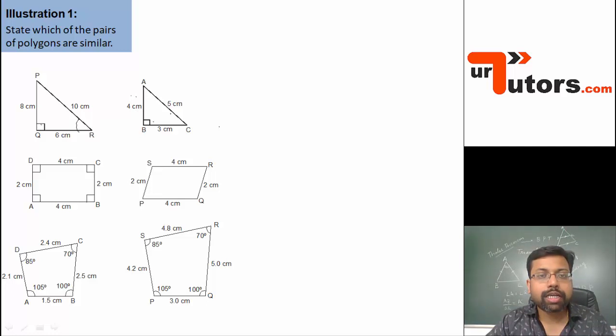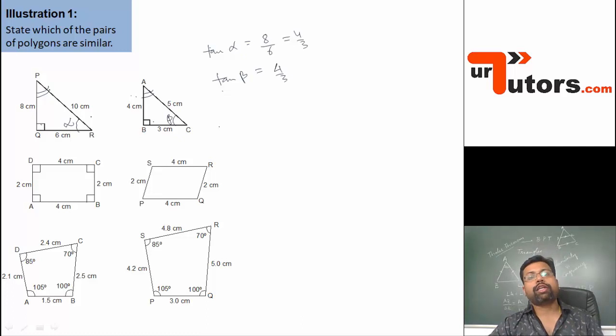Now what about this angle and this angle? If you remember from trigonometry, if I call this angle alpha and this angle beta, tan alpha is going to be 8 by 6, which is 4 by 3. Similarly, tan beta is perpendicular by base, so it's also 4 by 3. So tan alpha is equal to tan beta, and then you can prove that alpha is equal to beta. Two angles are equal, so the third angle would also be equal, because the sum of the angles of a triangle is 180 degrees.